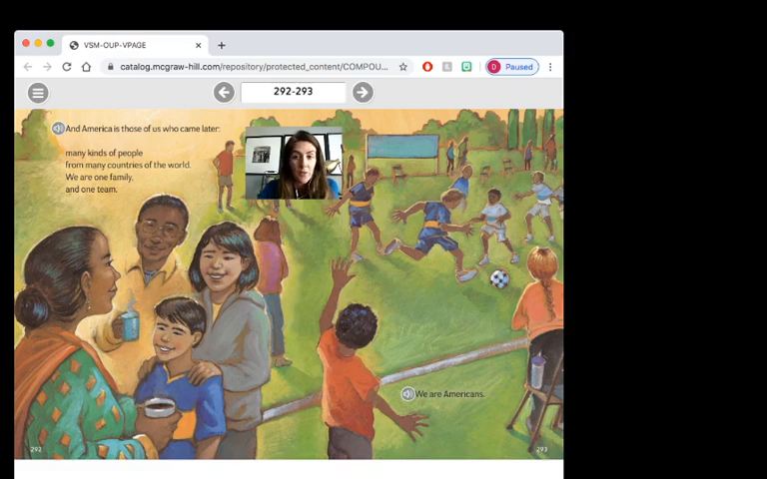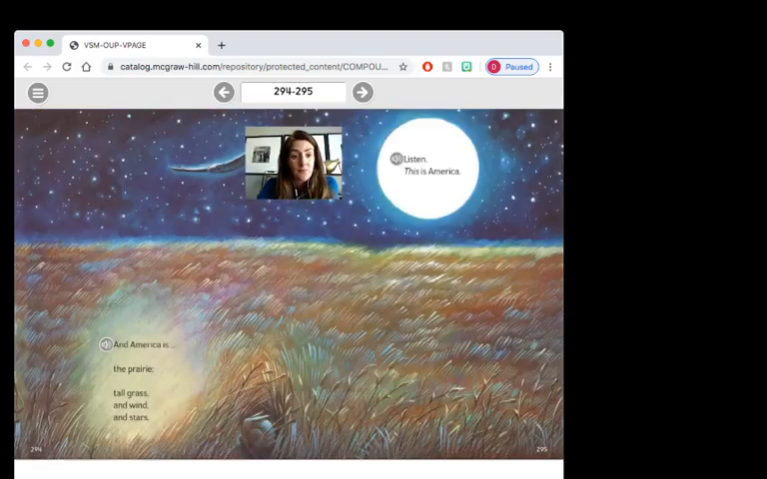Lots of different people. Do these people all look the same? No. And it says here, from many countries of the world. We are one family, we are one team, because we are all Americans, right? And right now we're working together as Americans to keep our country healthy and try to make sure everybody recovers from this virus and that we are sticking together.